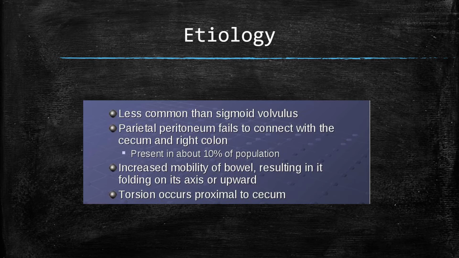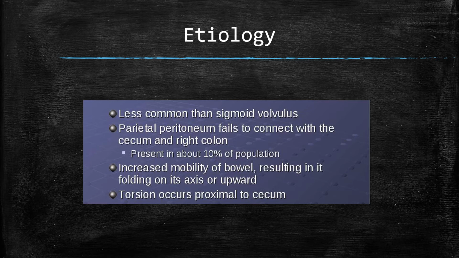The sigmoid volvulus is an acquired condition related to chronic constipation with lengthening of the colon and a narrowed mesentery. The cecal volvulus could be thought of as a congenital problem. It really is related and caused by failure of fixation of the cecum and ascending colon to the retroperitoneum and lateral abdominal wall. So what it leaves you with is a very floppy and highly mobile entire right colon.